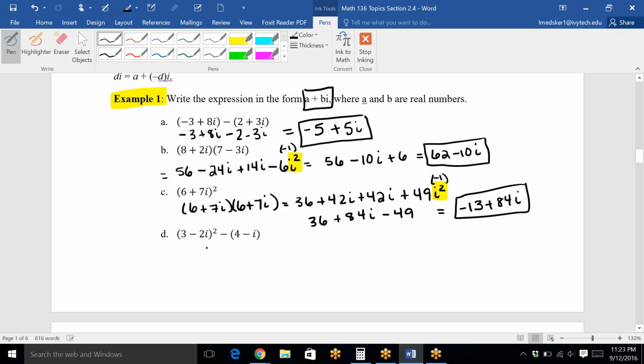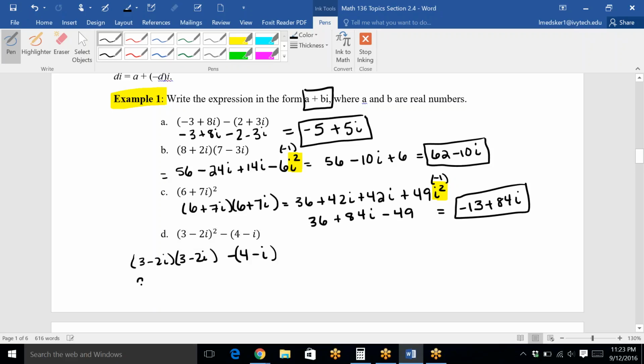Okay, and this last one is a combination. This is like order of operations. We have to FOIL this first to get rid of our square, and then we'll distribute our negative and then combine like terms. So 3 minus 2i times 3 minus 2i. Bring down this.